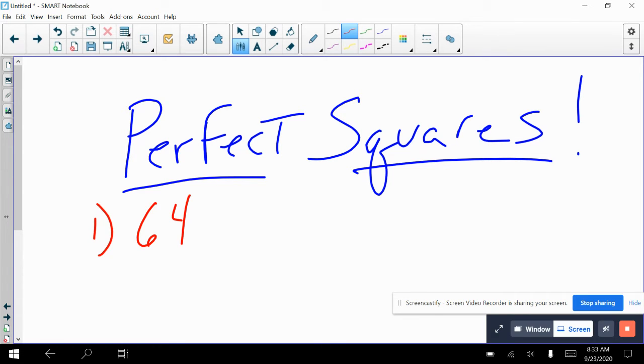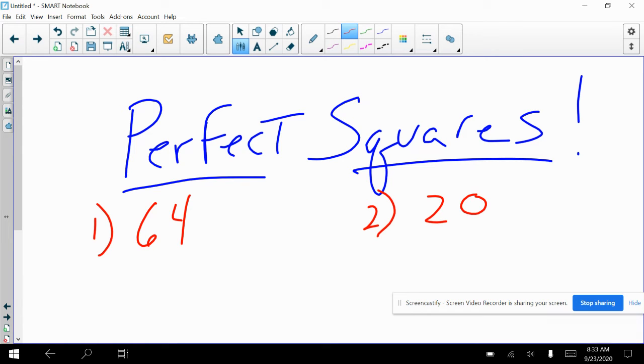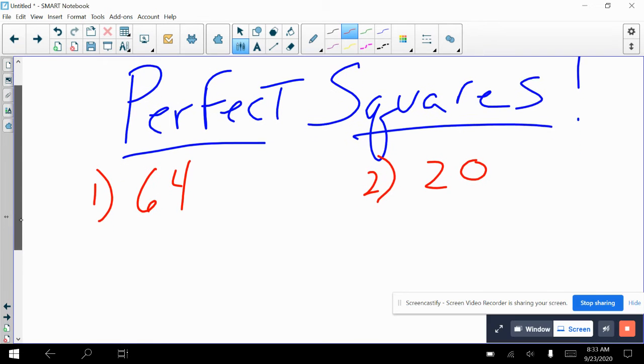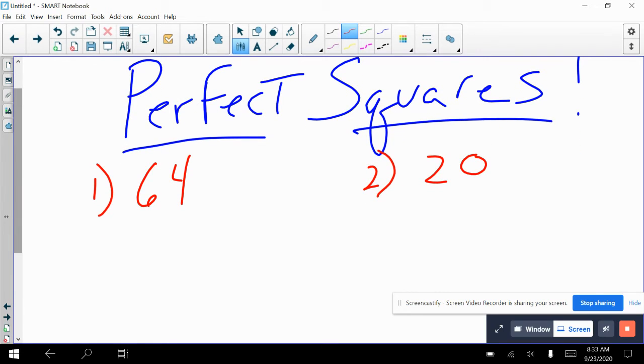If I write the number 64 and the next one is 20, does anybody know how you can tell whether one of those, both of those, or none of those is a perfect square? Tyler?